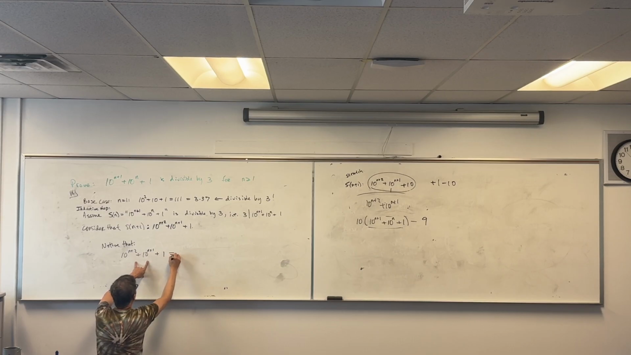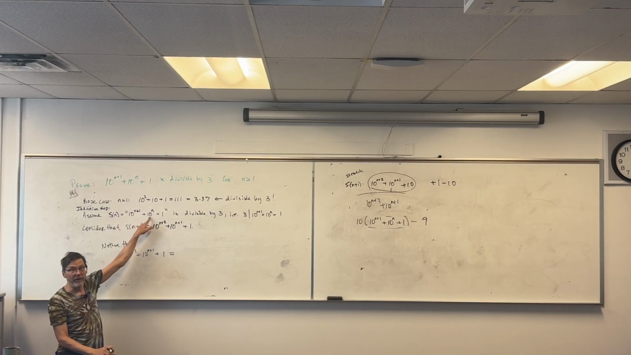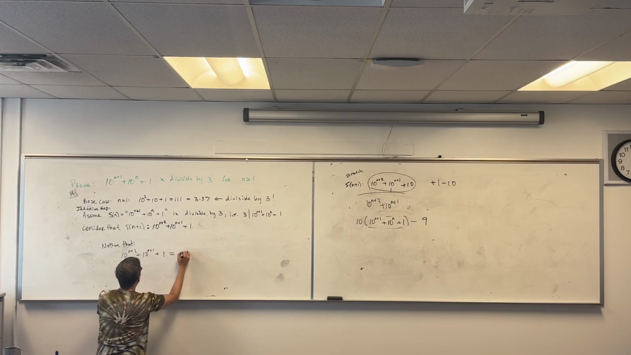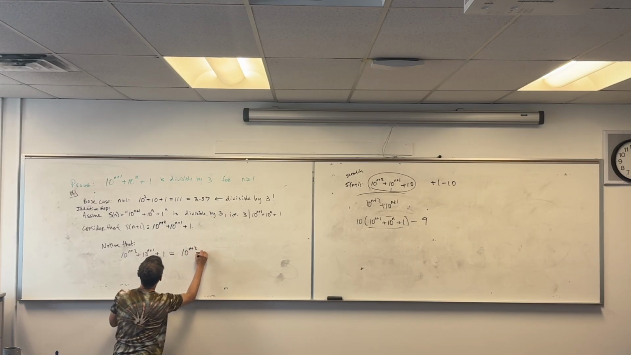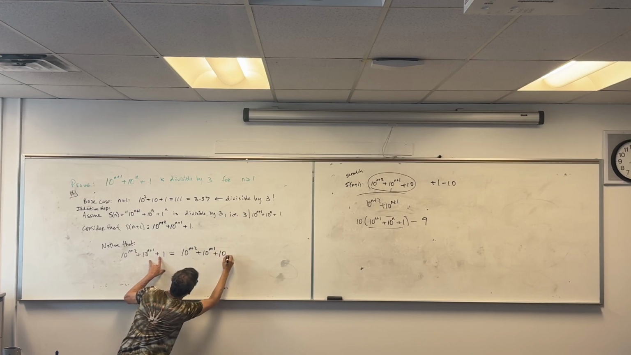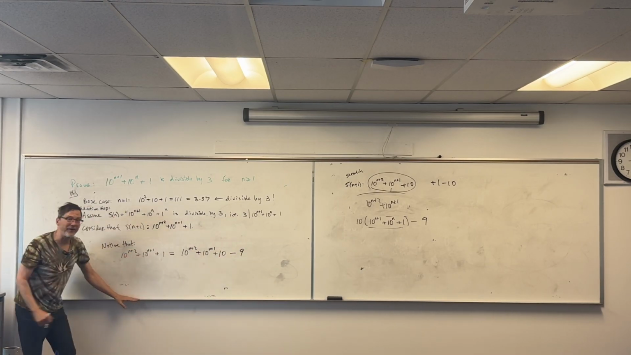plus 1 equals, now here's what I want to do. I kind of want to factor a 10 out of both of these to get them to look like these, but I can't because of that guy. So I say that this is this plus this, and then I'm going to just put a 10 there and balance with a minus 9. So I rewrote the 1 as plus 10 and minus 9.